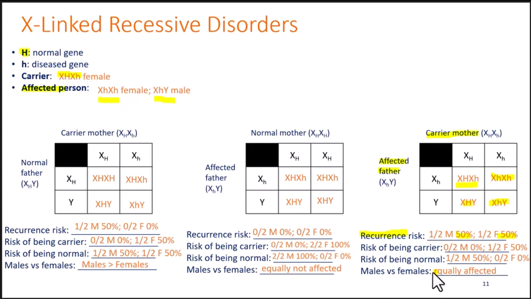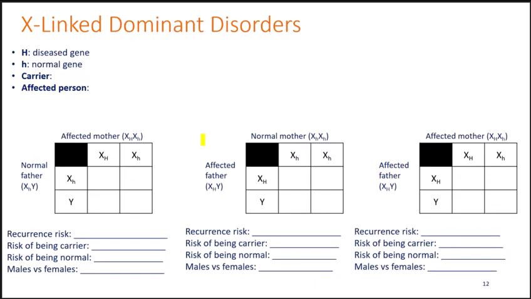So I would suggest at this point that you go back to that chart or that slide that I showed you earlier that talked about some of the rules of X-linked recessive disorders and apply it to what you've learned here. And then you can do the same thing after we've gone through now X-linked dominant disorders.